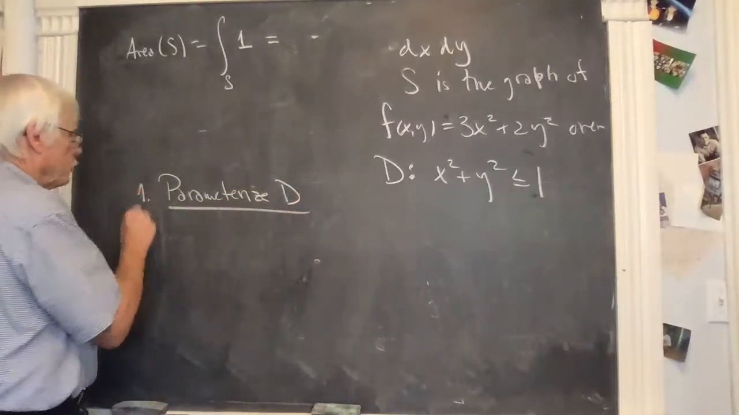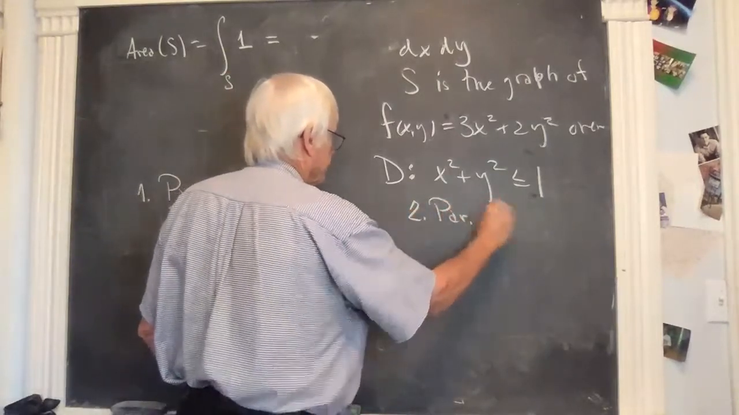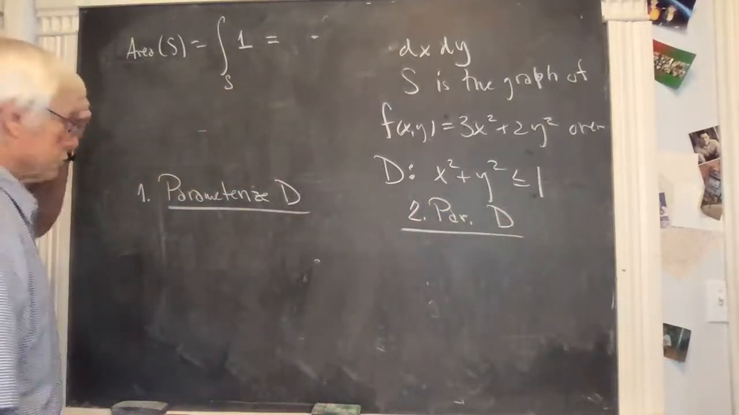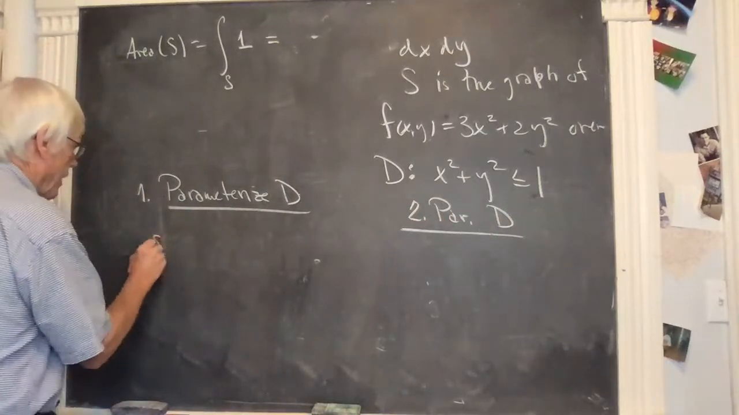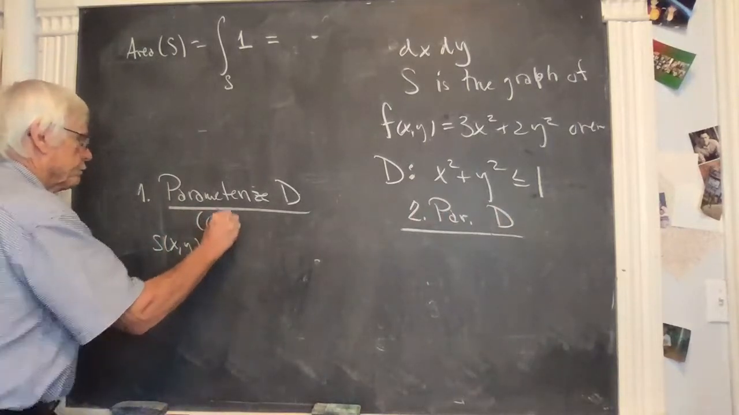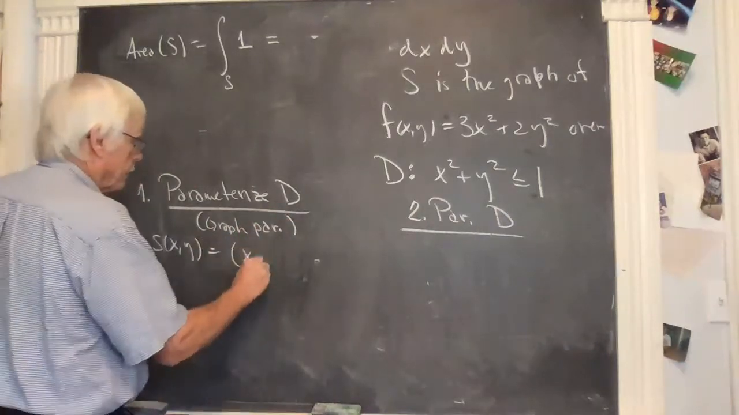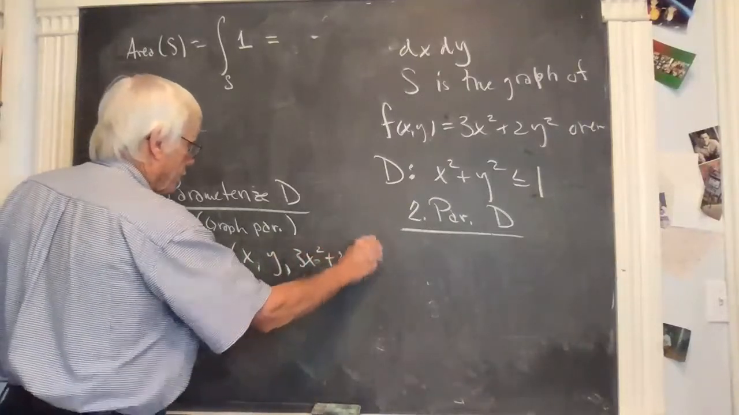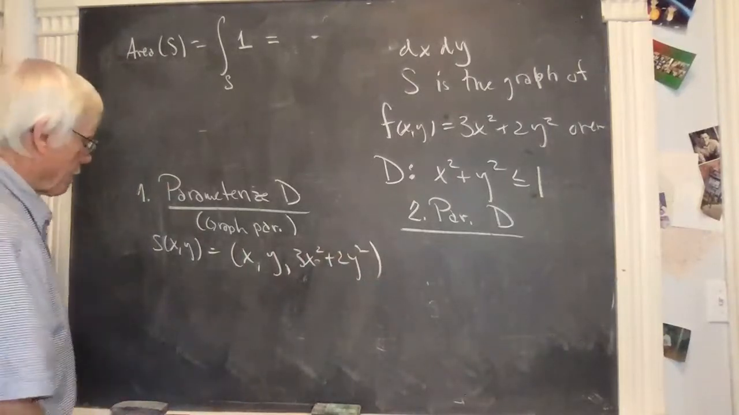There are two ways to do this that are apparent. The first one is almost like what we did before. S of x and y, I'm going to use the graph parameterization. S of x and y will be x, y, 3x squared plus 2y squared. But what gets a little more complicated is the domain.